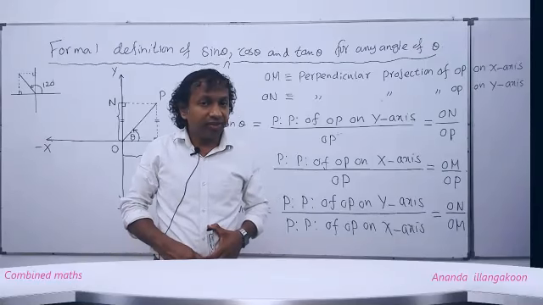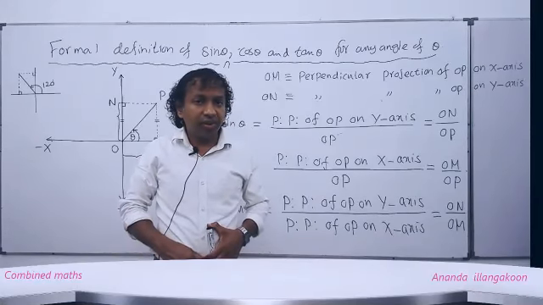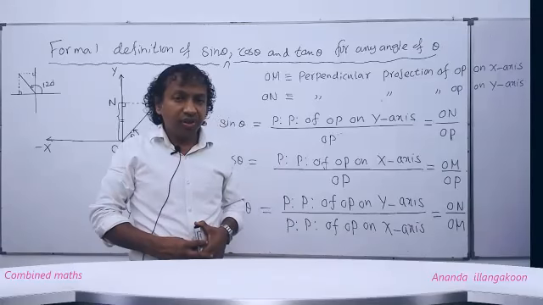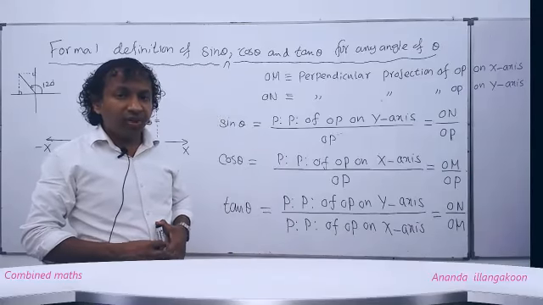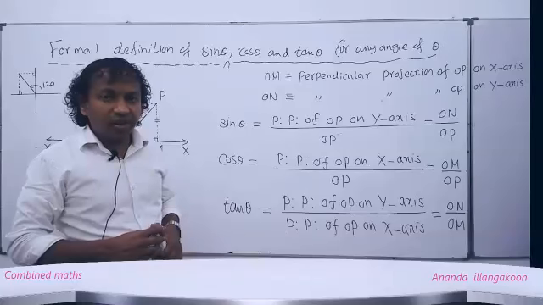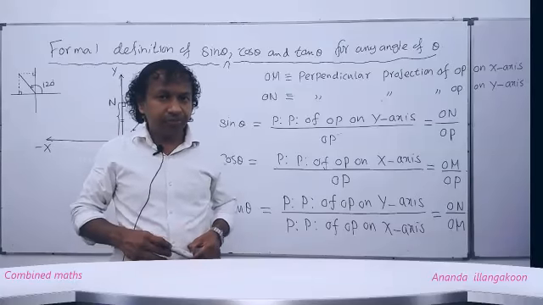Unlike before, where we found inconvenience defining sine for the angle 120 using the right angle triangle method. Understood, kids?